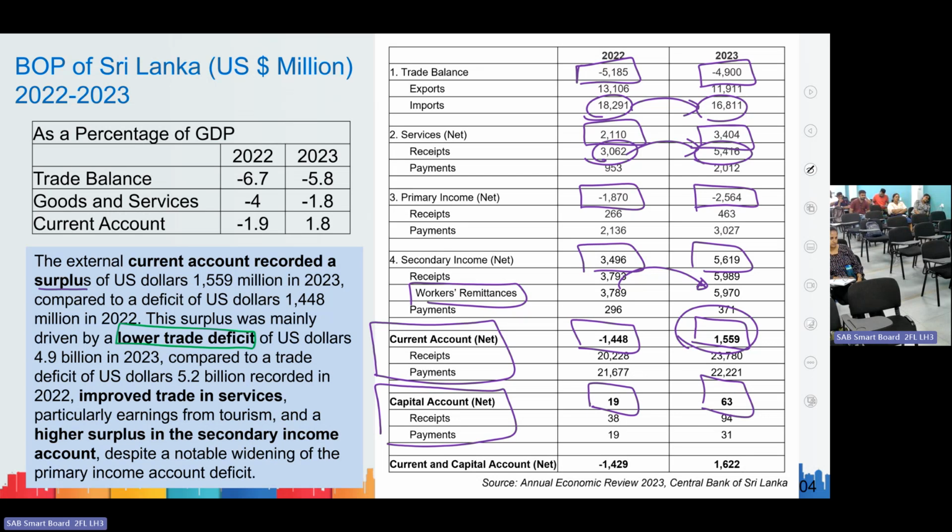And also improved trade in services. Yes, as I said, tourism, increased tourist arrivals, is another reason for this surplus in the current account. And the other one is a higher surplus in the secondary income account, mainly because of increased worker remittances. So those are the three main reasons behind the surplus in the current account in 2023. After many years, this has happened. The current account has reported a surplus after many years.